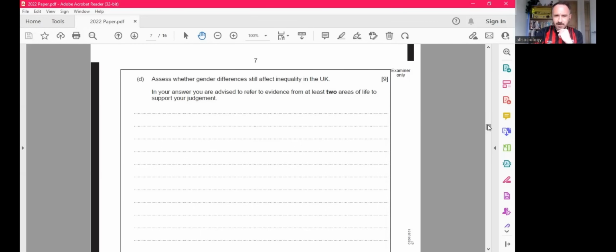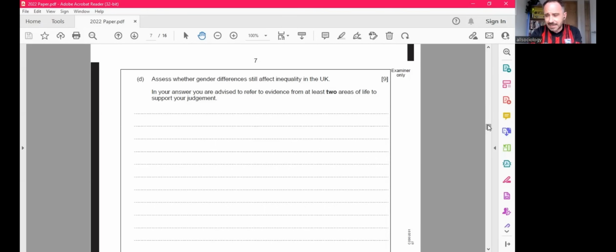So my first paragraph would be about one of the ways in which gender differences affect inequality in the UK, which is through education and work. I would look at things like the gender pay gap, issues of discrimination in work. I'd look at the glass ceiling. I might even be tempted to throw in things like the male gaze as well.